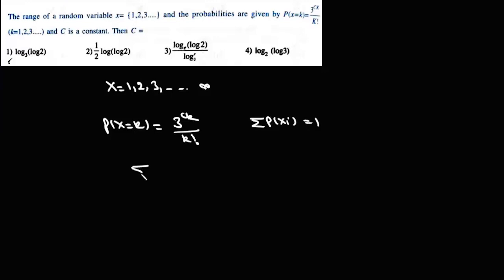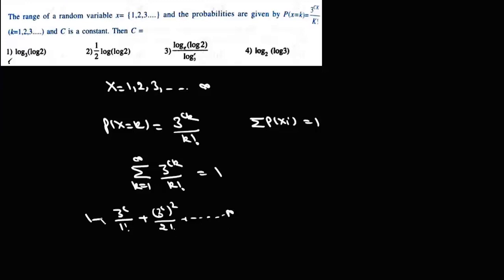तो इसका मतलब ये जो समेशन है k वेरीज फ्रॉम 1 से इनफाइनाइट 3 to the power ck अपॉन फैक्टोरियल k, ये 1 के बराबर होना चाहिए. अब ये क्या है, ये है 3 to the power c अपॉन फैक्टोरियल 1, 3 to the power c स्क्वायर अपॉन फैक्टोरियल 2 से लेके इनफाइनाइट तक. अब इसमें 1 ऐड कर देते हैं दोनों साइड, तो ये 2 हो जाएगा.